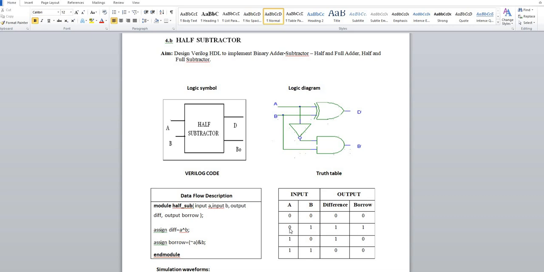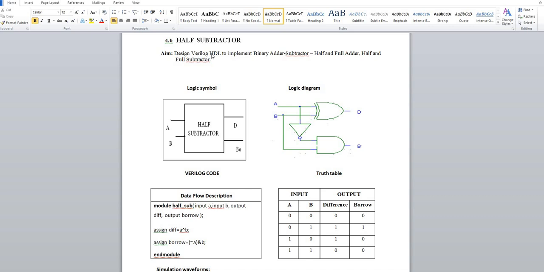The only case you need to make out here is 0 minus 1. When this scenario comes in order to perform the binary subtraction, the borrow will be 1 and the difference will be 1 as well. In other cases, if either input is 1, the difference is 1, else in other cases the output will be 0.